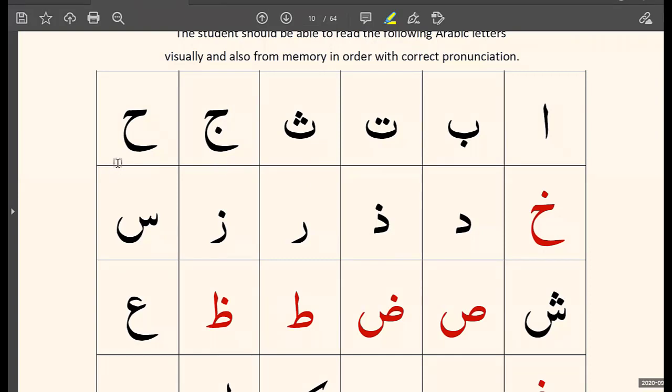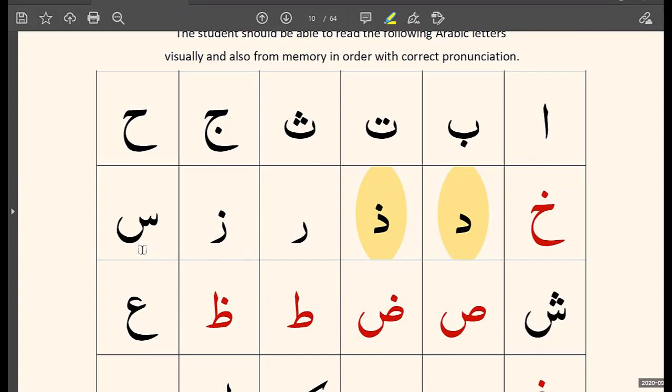Jim, ha, kha, dal, zal, ra. Not re, not raw. Re is an Urdu word, and the proper Arabic sound, or its name, is ra. Za is not mild, not heavy, but in between, called the middle way, medium thick and medium thin. So za, za, za.